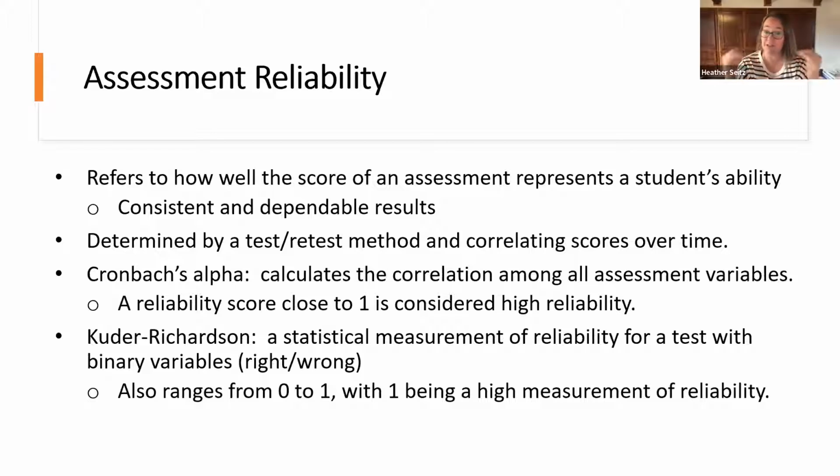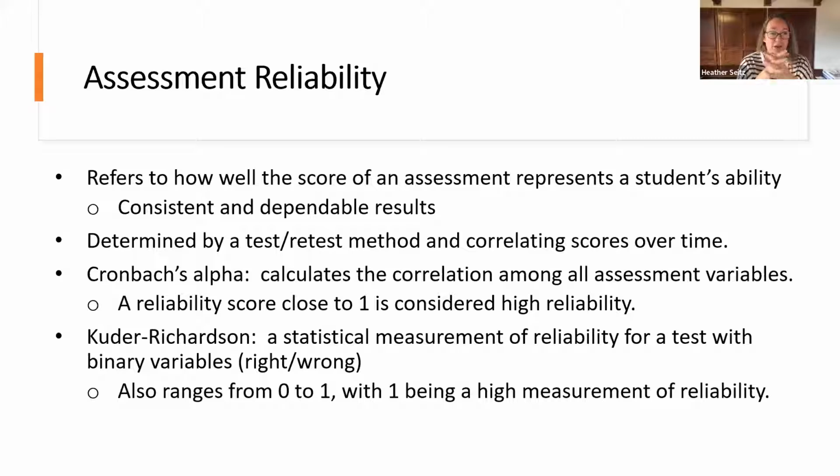We also had institutional type balance to make sure that the assessment performed just as well in a community college classroom as it did in a four-year classroom. And then there are some quantitative tests that you can do to help think about this reliability. Cronbach's alpha is one of the most common, and it calculates the correlation among all the different assessment variables. And again, the closer you get to one, the higher the reliability.